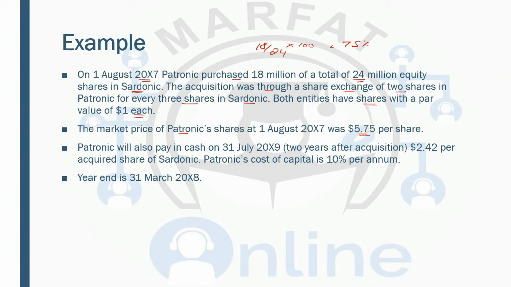Now, this can be easily calculated. So 18 million, 18,000 were the shares. These are the shares that have been acquired. The acquisition was through the share exchange of 2 shares for every 3 shares, so the fraction is 2 by 3. And then we take the market price, that is 5.75. So this is the share exchange.